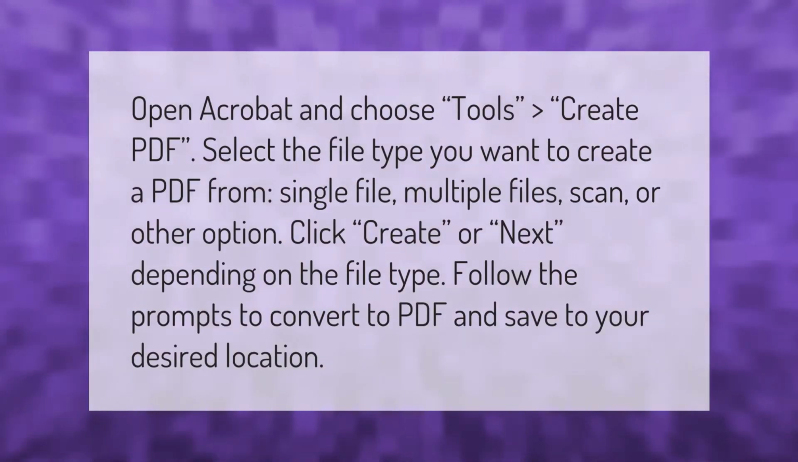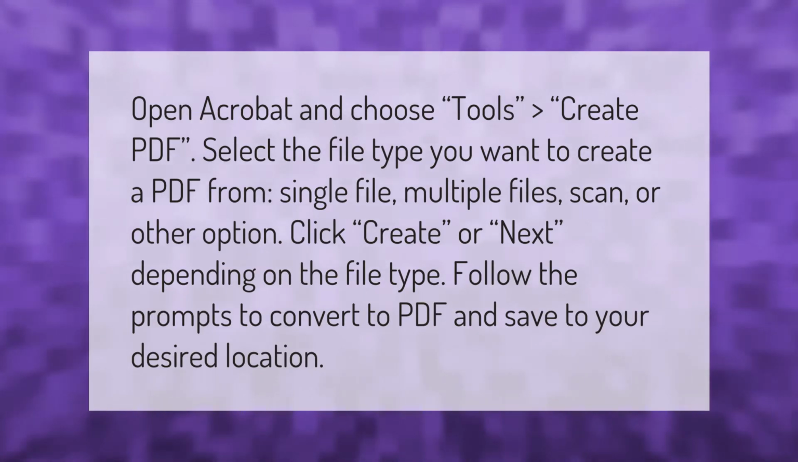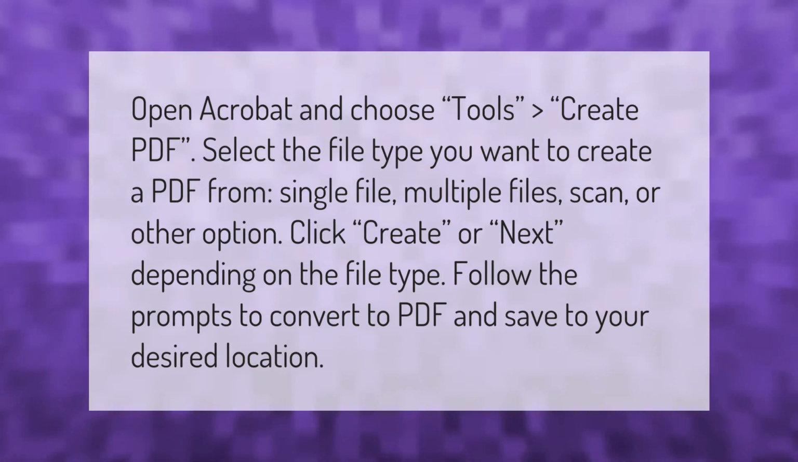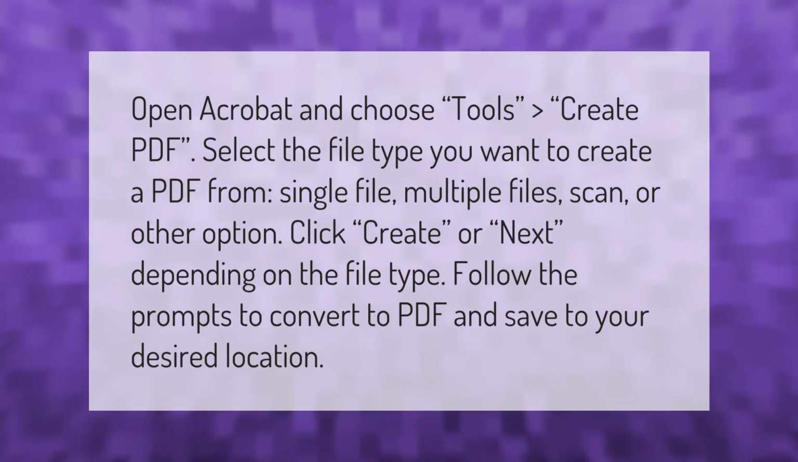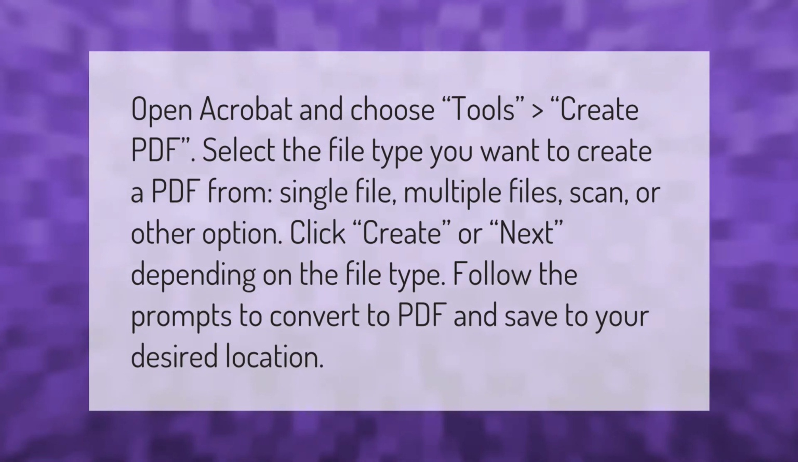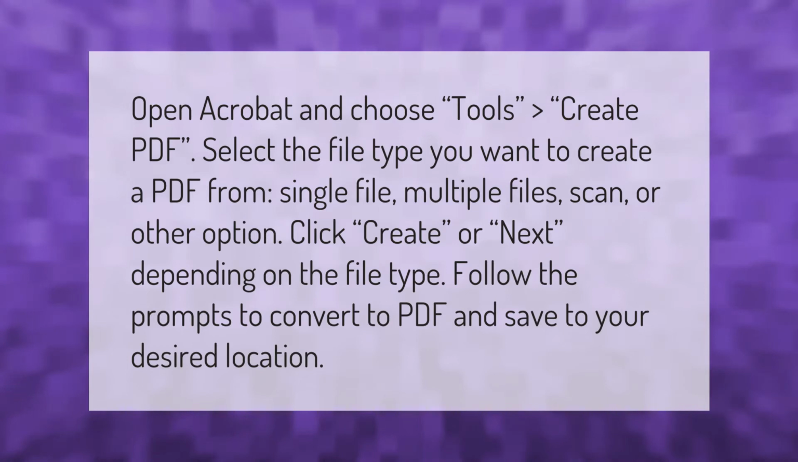Open Acrobat and choose Tools, Create PDF. Select the file type you want to create a PDF from: single file, multiple files, scan, or other option. Click Create or Next depending on the file type. Follow the prompts to convert to PDF and save to your desired location.